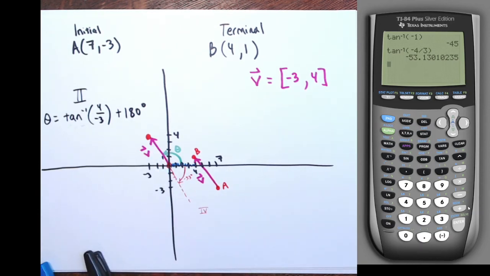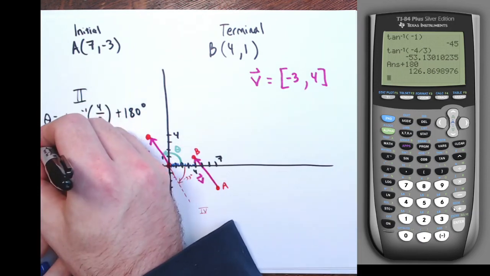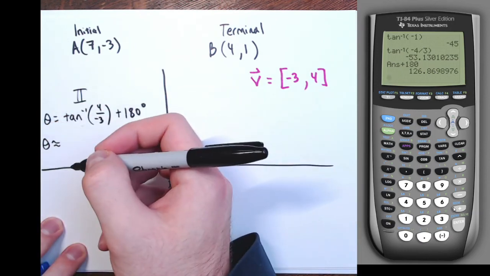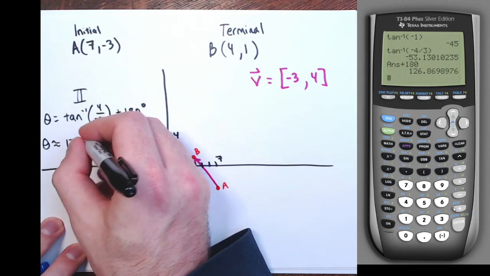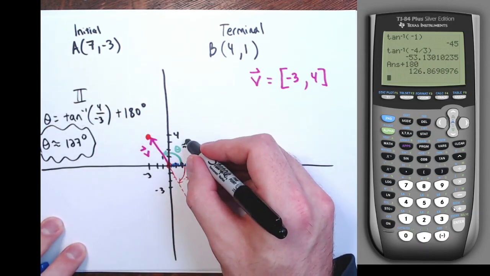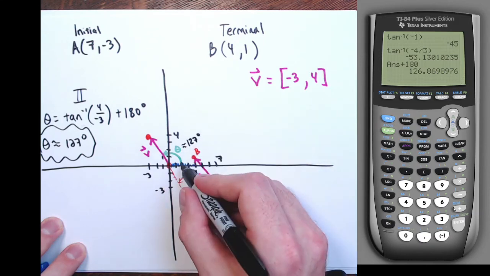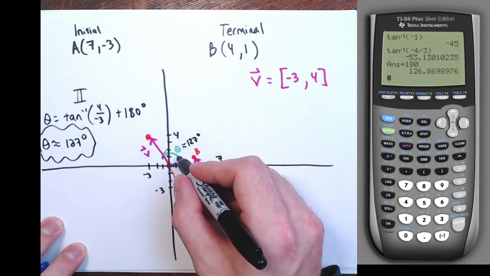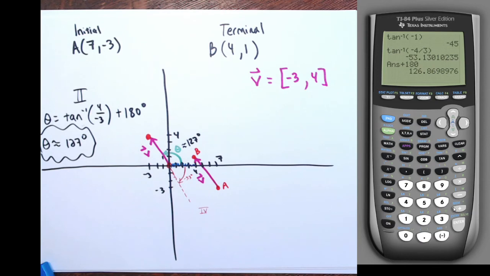So on my calculator, I'll just go plus 180. I get 126.86 degrees, and that'll be the direction. So theta is approximately, let's just round that to 127 degrees. That's this here: approximately 127 degrees from the positive x-axis going counterclockwise to the vector. And that's our direction of the vector in R2.